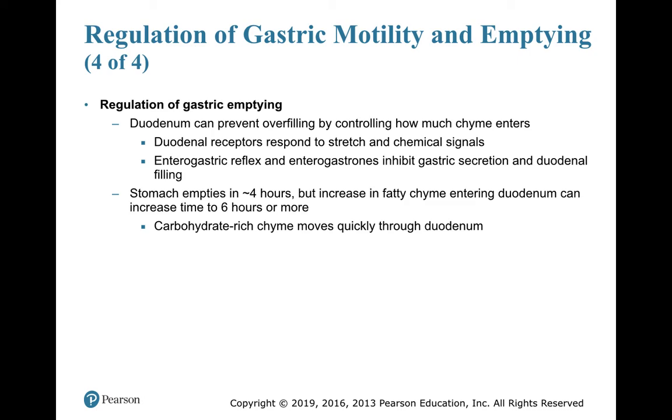The regulation of gastric emptying. The duodenum can prevent overfilling by controlling how much chyme enters into it. There are duodenal receptors that respond to stretch and chemical signals. The enterogastric reflex and enterogastrones will inhibit gastric secretions and duodenal filling. It takes about 4 hours to empty the stomach, but that can increase if there's a high fat level in the duodenum, going up another 2 hours. On the other side of that coin, carbohydrate-rich chyme tends to move very quickly through the duodenum.